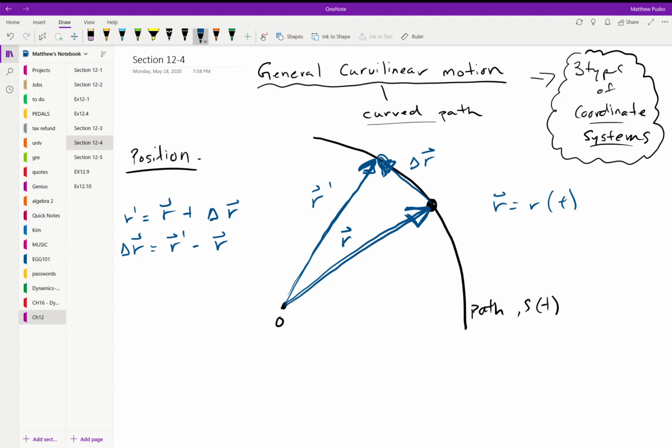But basically, some time interval delta t has gone by, and that gave us some change in position, right? Some time had to have gone by for this to occur. And we call that delta r a displacement.